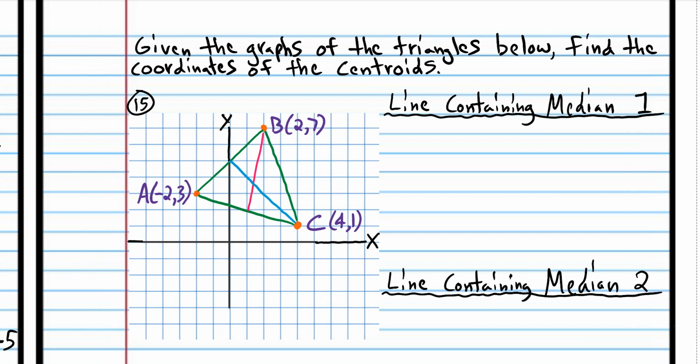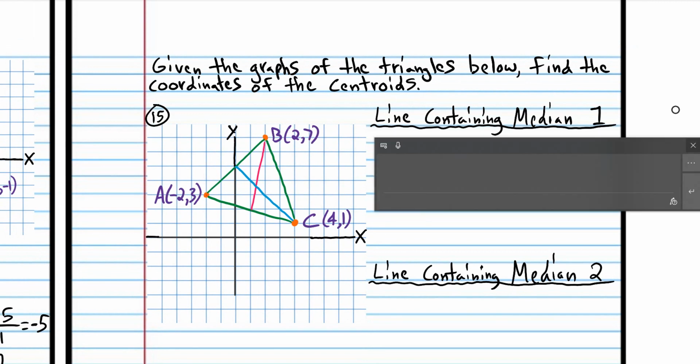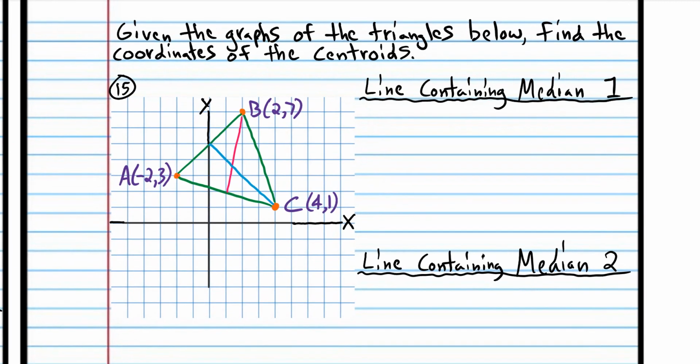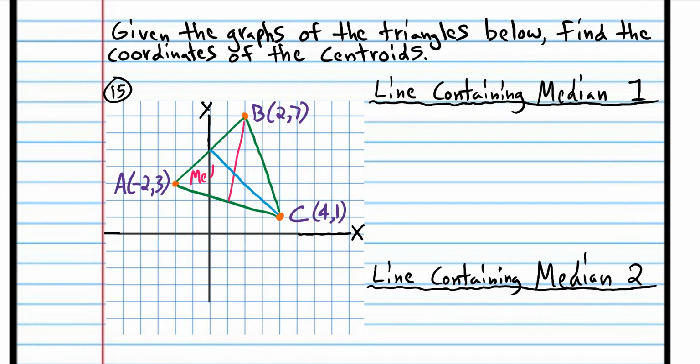So we're going to find the equation of the line containing this median and the equation of the line containing this median, and then we're just going to find the intersection point using a system of equations, just like we did with the orthocenter problem. This problem is very similar to one of the four problems we already did. First, let's go ahead and label those. This is median 1, and the blue one is median 2.